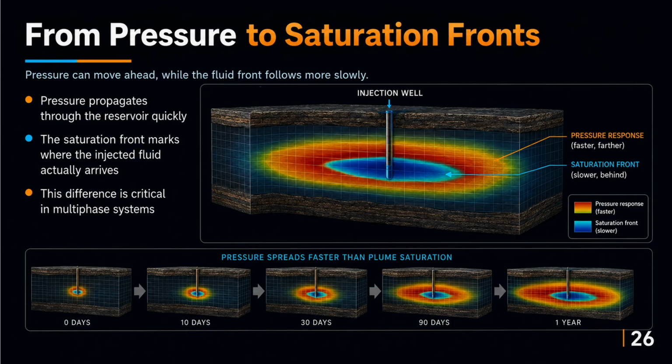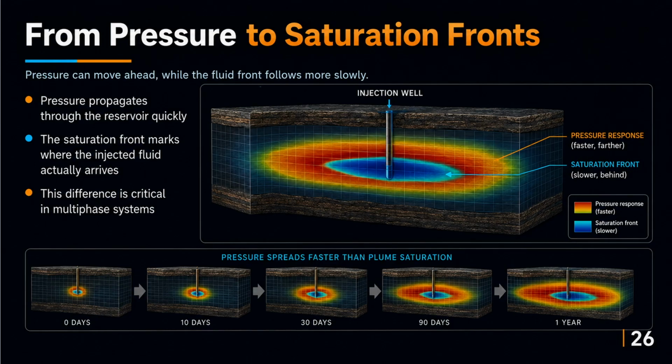The important point is that pressure and saturation do not always have the same footprint. Pressure can travel faster and farther because pressure diffusion can occur through the connected fluid system. Saturation change requires actual displacement of fluid and movement of the injected phase. Therefore, the pressure footprint is often larger than the saturation plume. This distinction is very important for risk assessment.